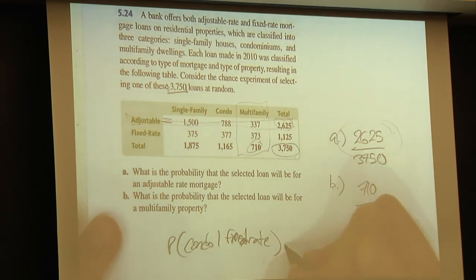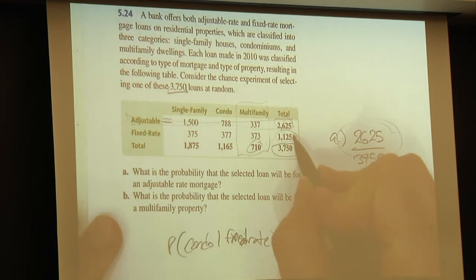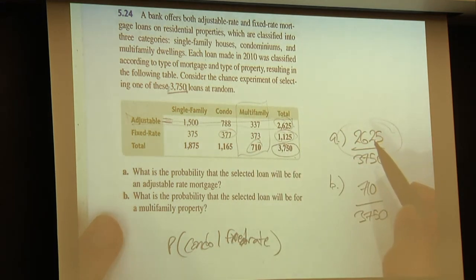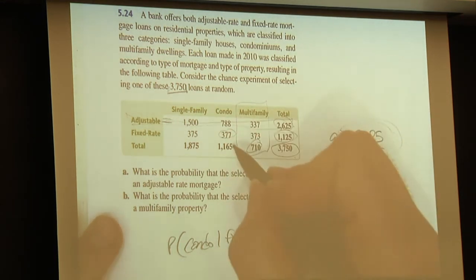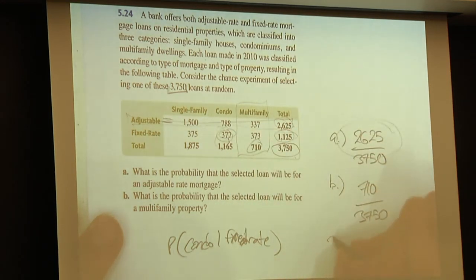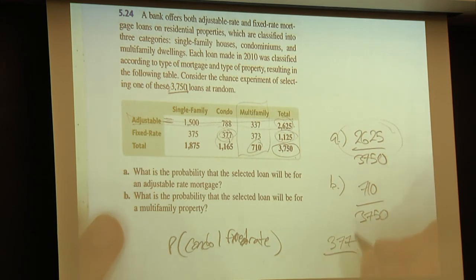In which case, we're looking at the fixed rate here. We know we got a fixed rate, and we know we're in a condo. So we need to work with those probabilities. If we had a condo with a fixed rate, that's the intersection of condo and fixed rate, right? At 377 out of the total number of fixed rate mortgages of 1125.